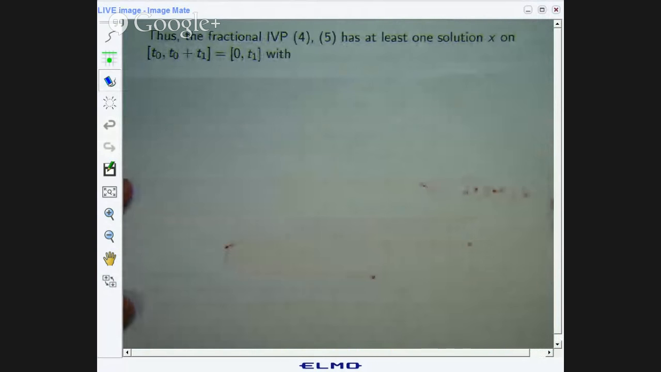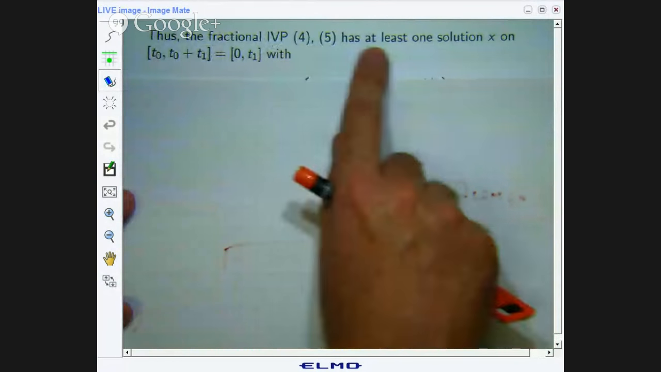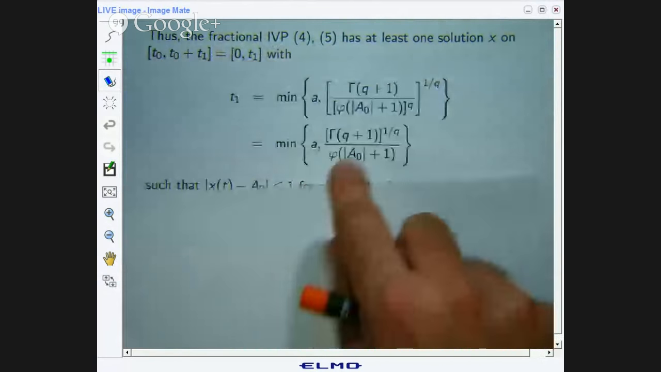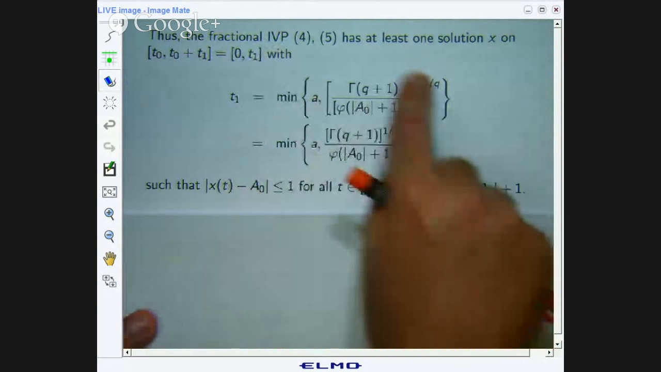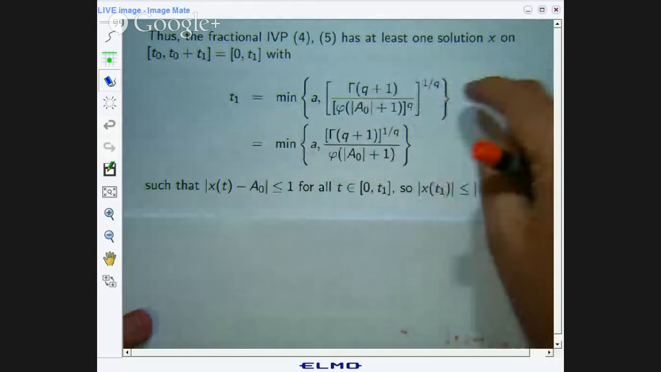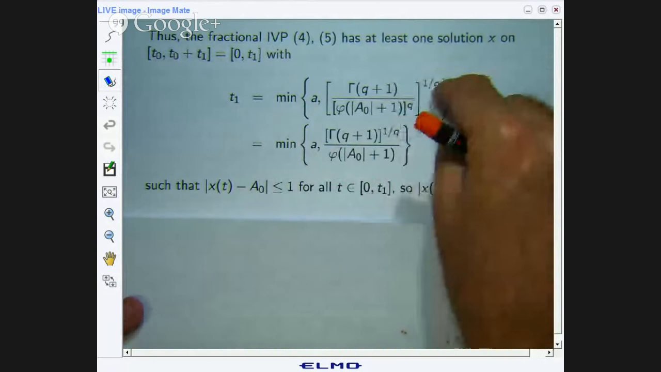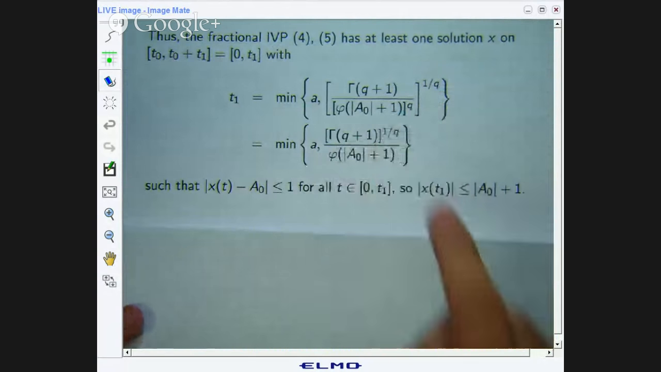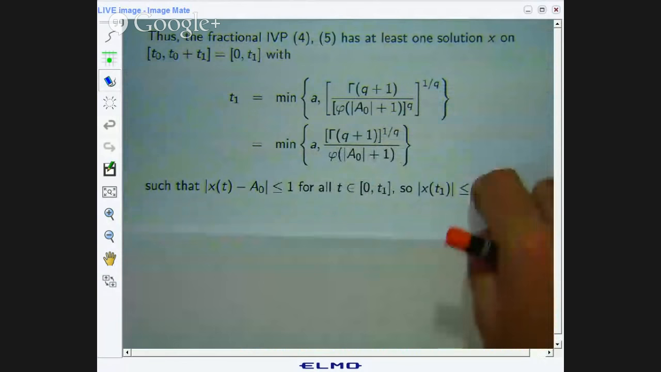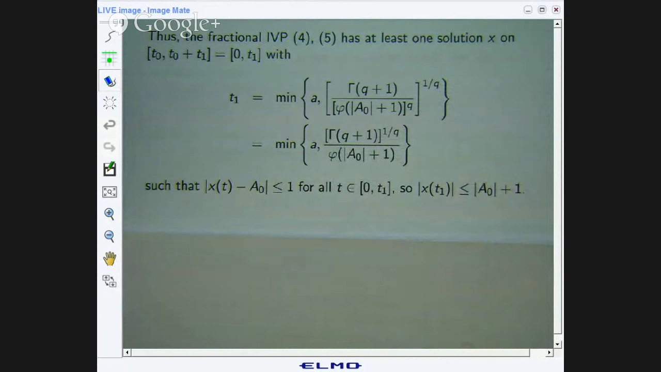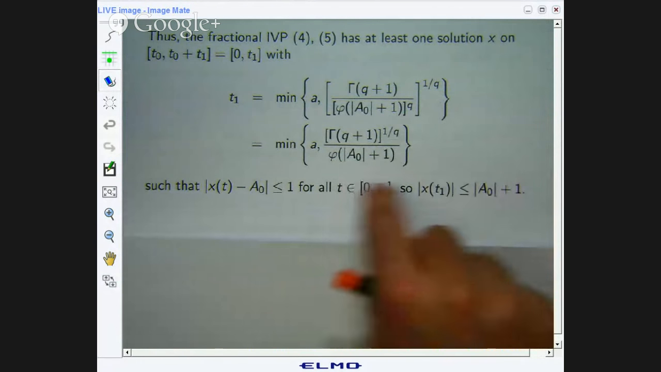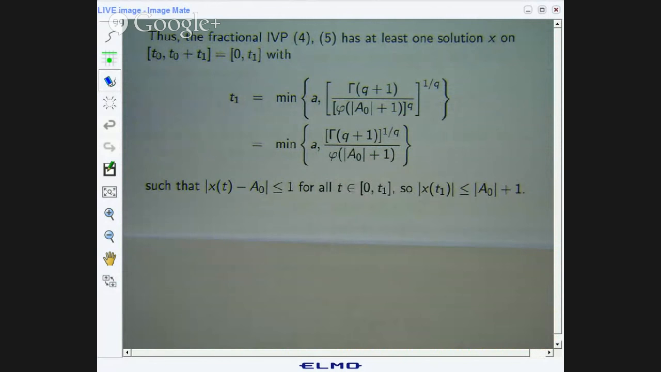Well, the fractional initial value problem 4, 5 has at least one solution on this interval with T0 to be the minimum of this. Again, this is just Theorem 1 here. Now, if we just, the 1 on Q and the Q will cancel each other off, and you get this. This then is the first rectangle that I sort of drew before. So I've run the iteration once, and I've got the solution on a little rectangle. Okay, so now we keep going.